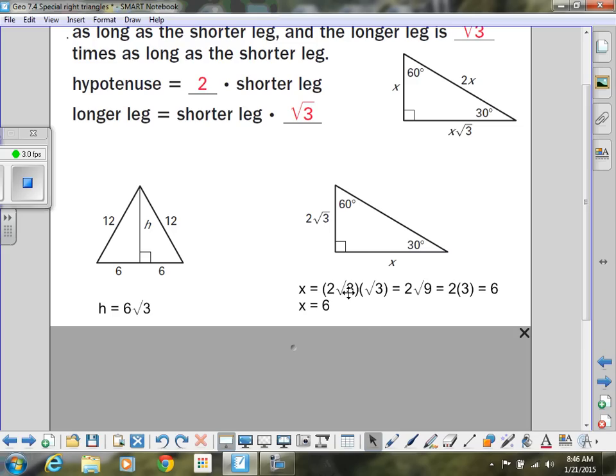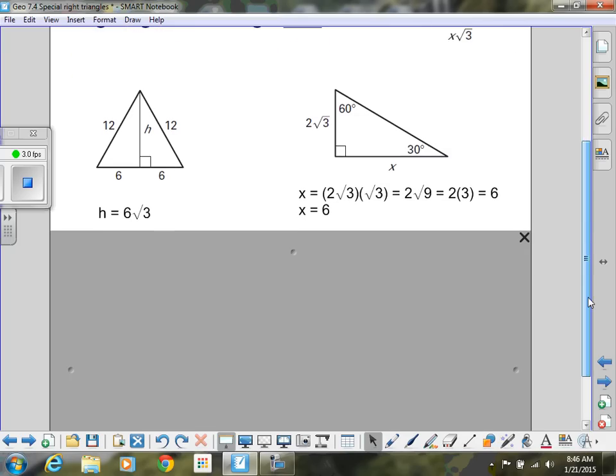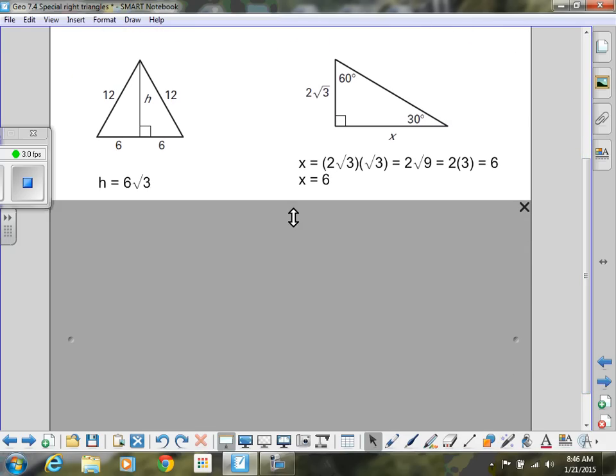Now I don't know if you notice this, but when I do the square root of 3 times the square root of 3, I always get this perfect square, and that gives me that 3. So it's like the square roots cancel each other out. All right, so let's do some more examples.